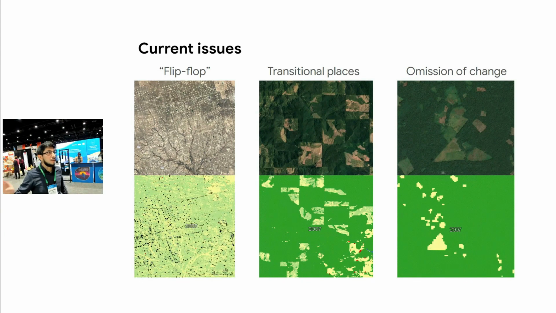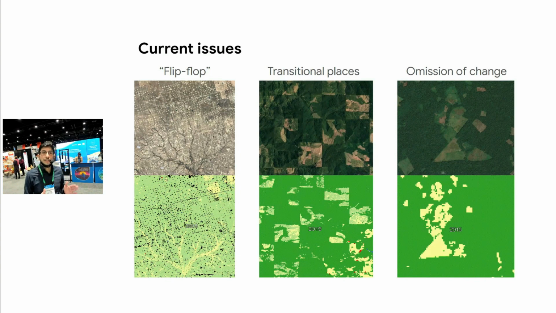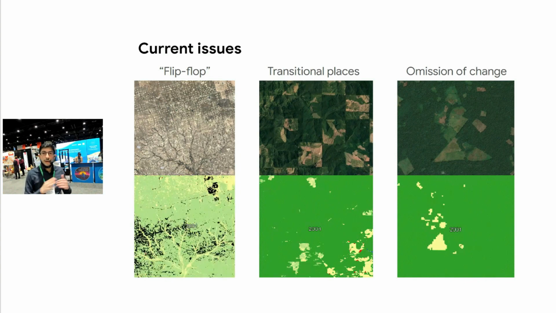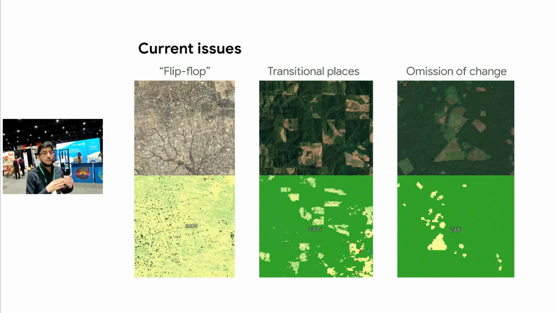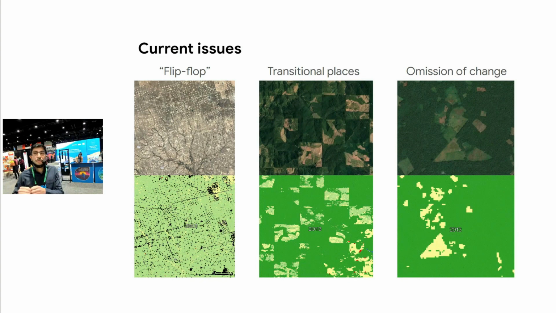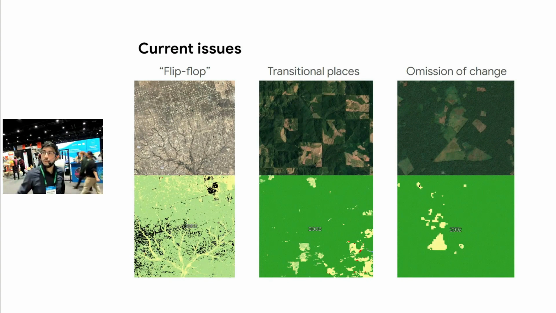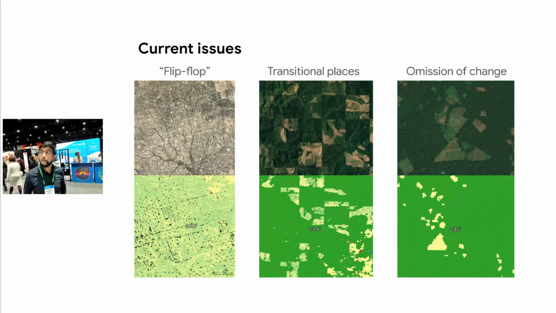Second thing is not so much a problem, it's something that we want to get right, and it's these transitional places, again, where forest is abandoned and it grows, or where you have forestry operations, or where you have slow thinning of the canopy until there's no longer closed canopy. So we're trying to capture those places as good as possible.